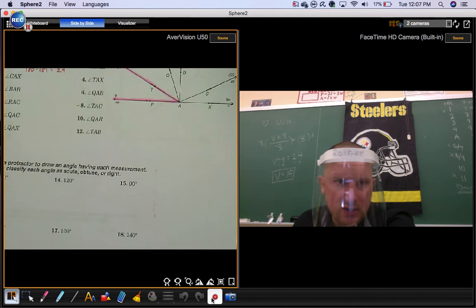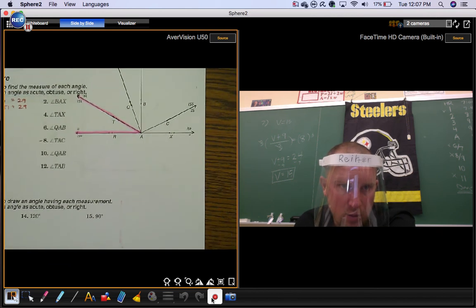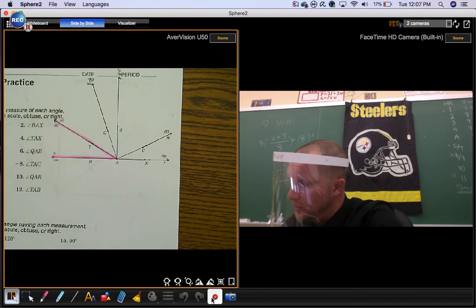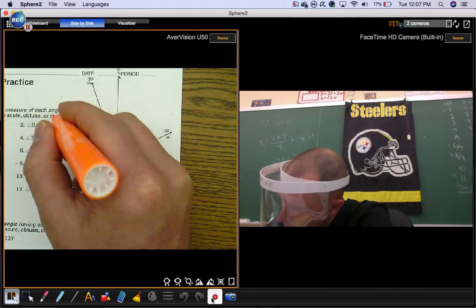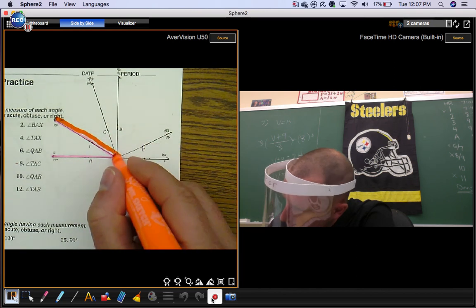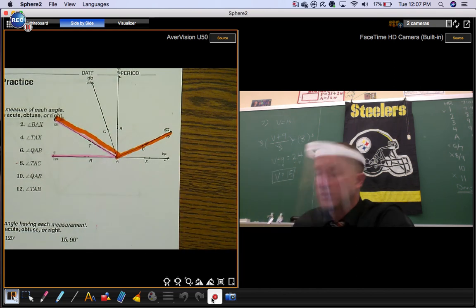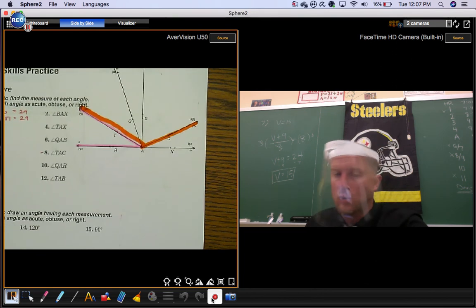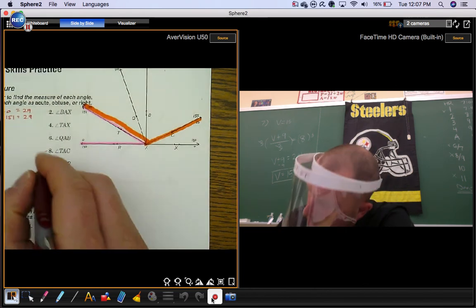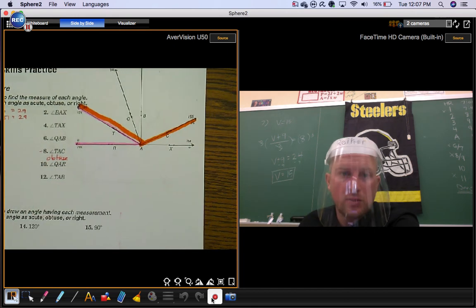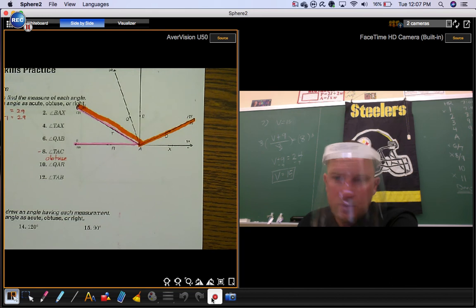Okay, we're going to fast forward here to number 8. Number 8 asks you about angle TAC. So I'm going to highlight angle TAC. Angle TAC is that orange angle. What kind of angle does that look like? Well, that's a big fat angle, so that's obtuse. What would its measure be?